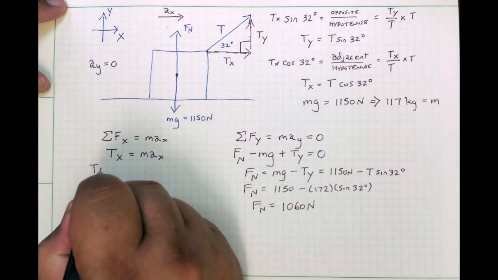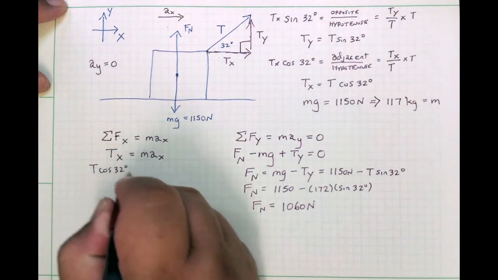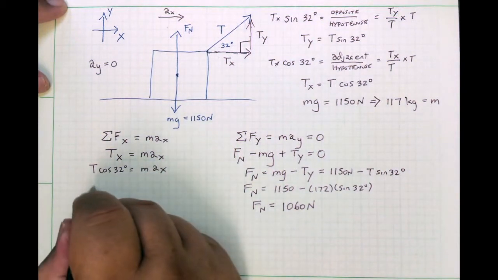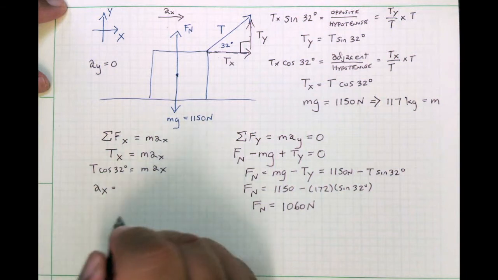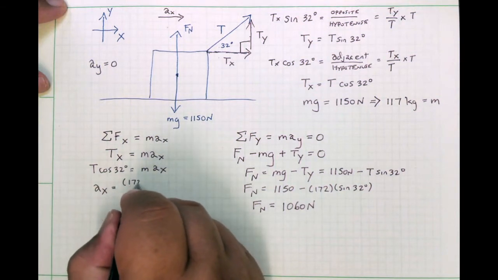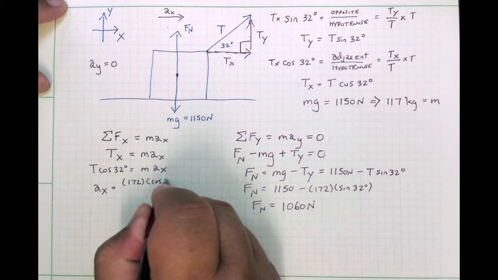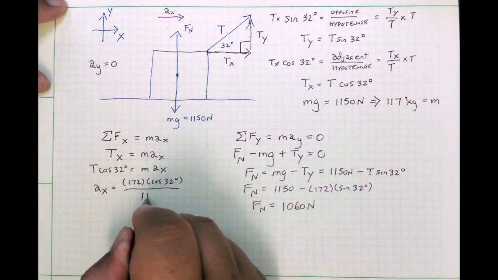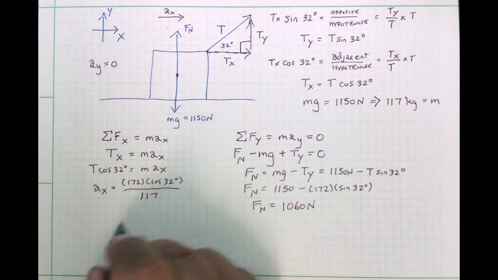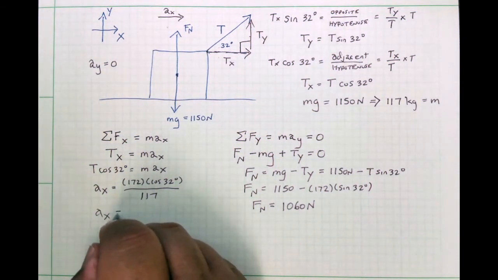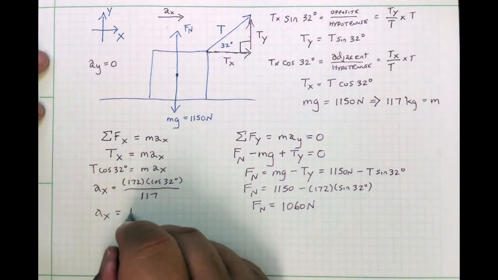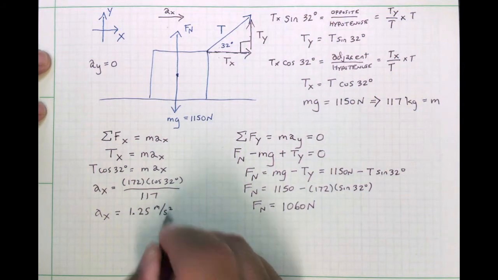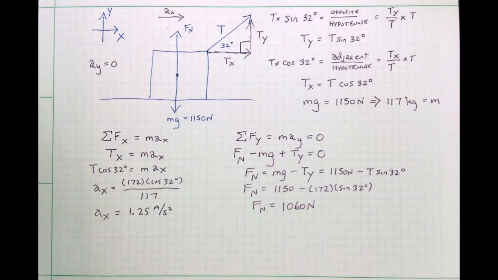So now we can say that T cosine 32 equals the mass of the crate times the acceleration in the x direction. Therefore, the acceleration in the x direction is 172 times the cosine of 32 degrees divided by 117, and that gives us an acceleration in the x direction of 1.25 meters per second squared to 3 significant figures.